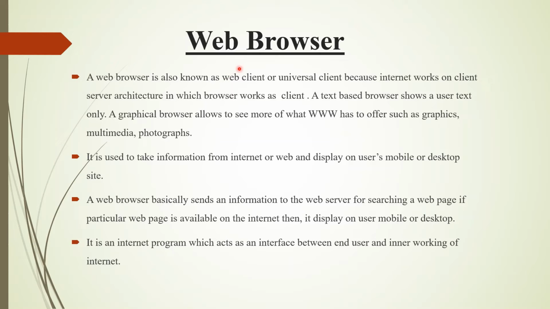So basically, the web browser is an interface between the user and the particular document which is written in the HTML format. And as we discussed, HTML is portable, which means that it is not dependent on a particular machine. It is used to take information from the internet or web and display it to end users on mobile or desktop. A web browser basically sends information to the web server for searching a web page.